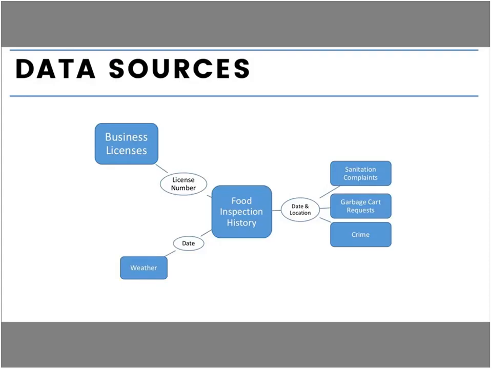Now, in addition to the data that's available on the data portal, there's other data sources. So here I have a diagram showing which data sources we use for the food inspection program. Some of it is coming from the data portal, such as crimes, requests for garbage carts, sanitation complaints, business licenses, but we also pull in other data such as weather, which is not coming from our data portal, it's coming from other sources.